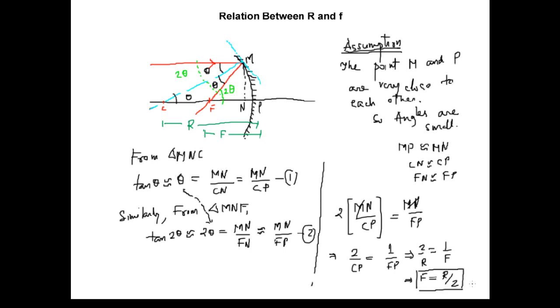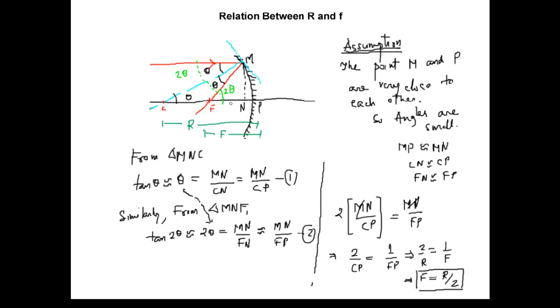Now again, let me explain in short. We consider one paraxial ray which is coming parallel to the principal axis and after reflection passes through the focus. This is the actual definition of the focal point: a point on the principal axis such that any ray which is parallel to the principal axis will pass through it.